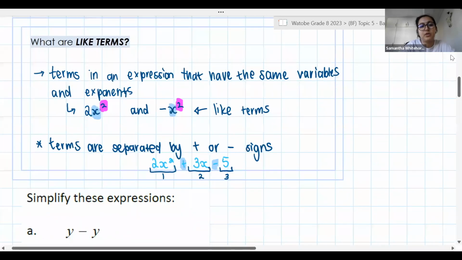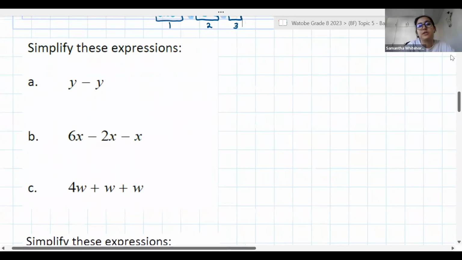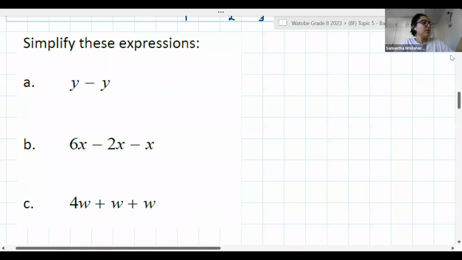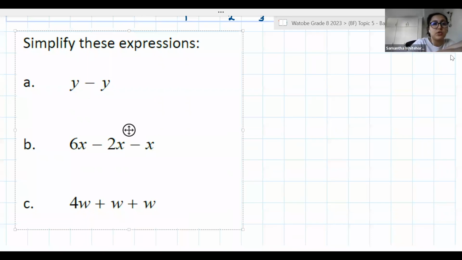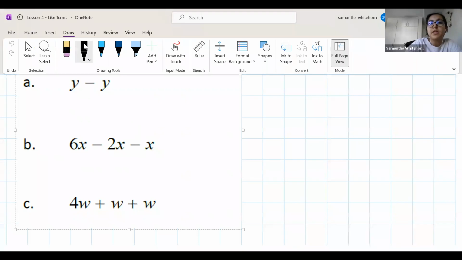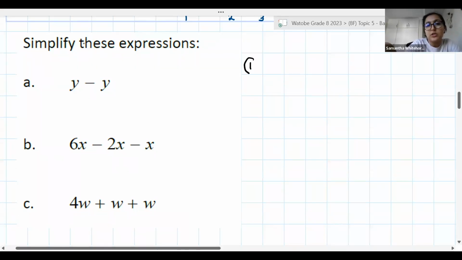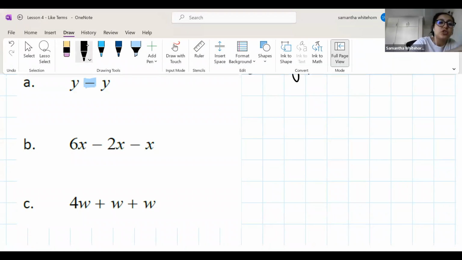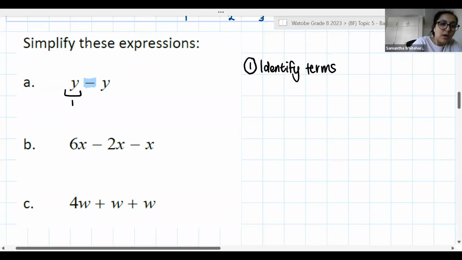All right, so what we want to do here in our first examples, we want to simplify the following expressions. Now we're going to go through this quite slowly because we need to make sure that we understand these things as we go along. So the very first thing that I always want to do when I'm looking at an expression is I want to identify my terms. Now to do that, as we've just said, we need to identify where our plus and minus signs are. So here I've got a minus sign, which means that I have got two terms. I've got one term of y and a second term of minus y.